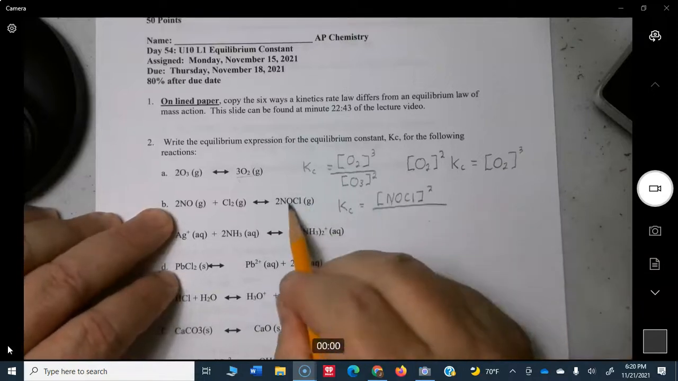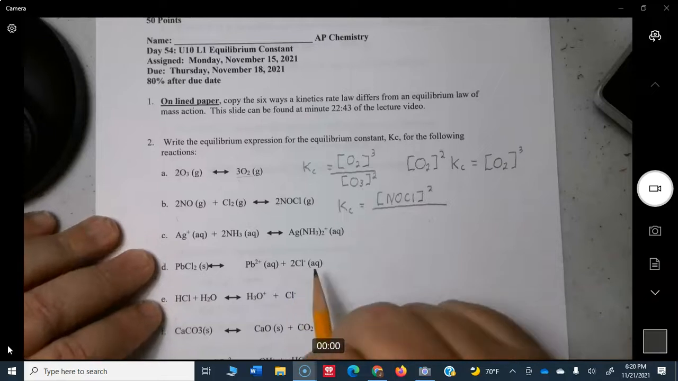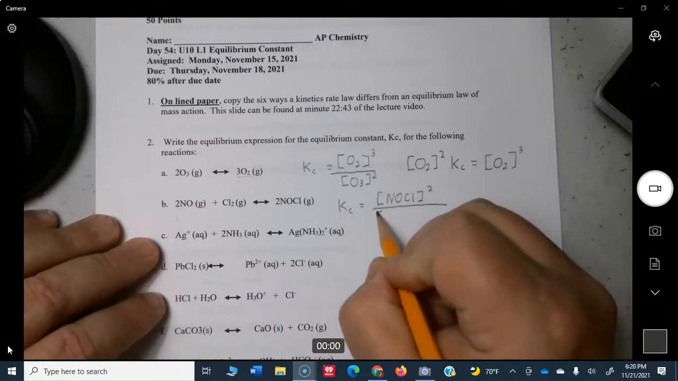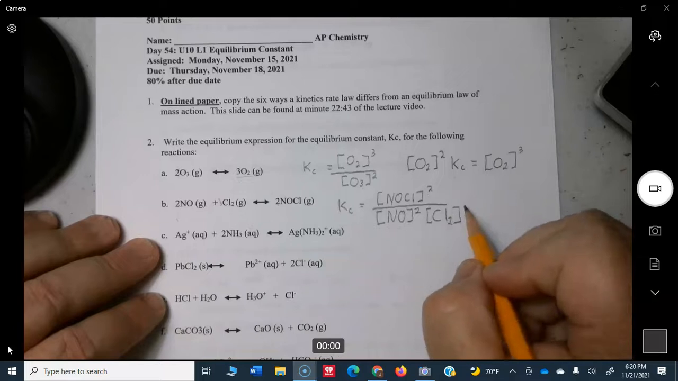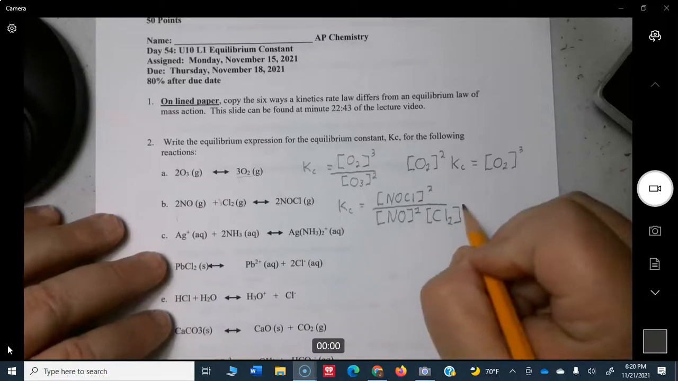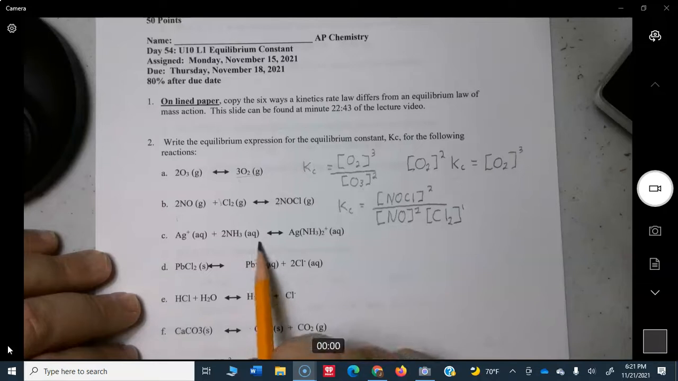Okay, so that's the products, and you take the coefficient and make that an exponent here. And then over here is the reactants on the bottom. That has a coefficient of 1, so that just has an exponent of 1. If you want to write it, you can. Okay, so we'll go on. You can go ahead and do C. I'm going to do D.